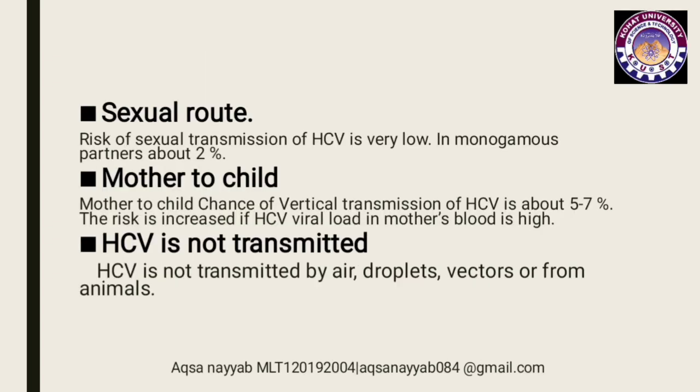Next is the sexual route. The risk of sexual transmission of HCV is very low in monogamous partners, about 2%. Monogamous means a relationship with only one partner at a time. Next is mother to child. The chance of vertical transmission of HCV is about 5 to 7%. The risk is increased if the HCV viral load in the mother's blood is high. HCV is not transmitted by air, droplet, vector or from animals.